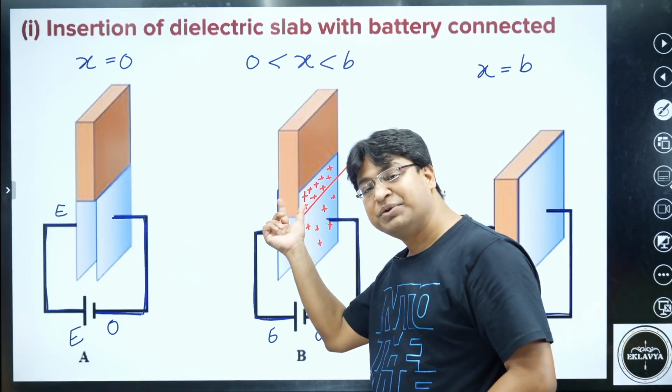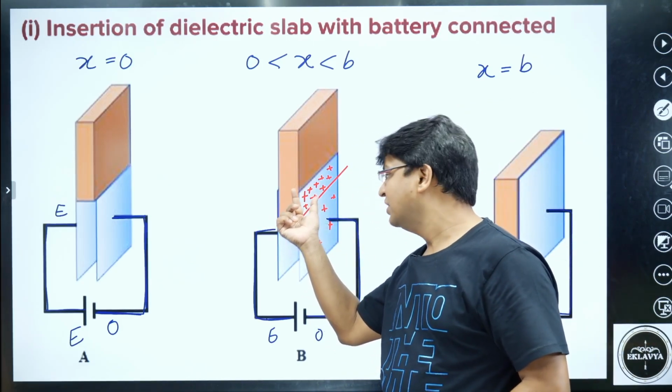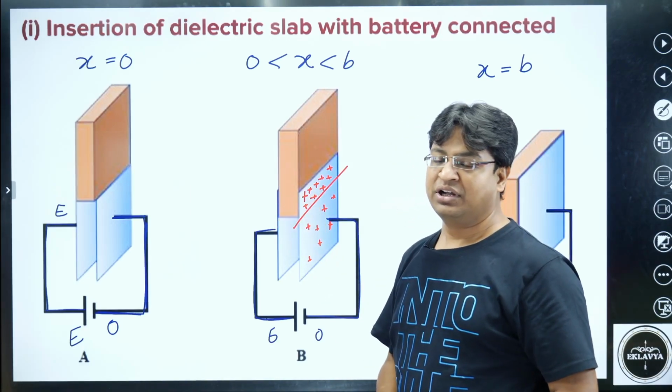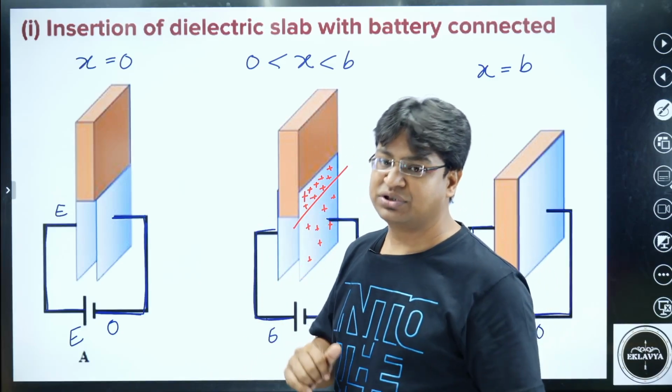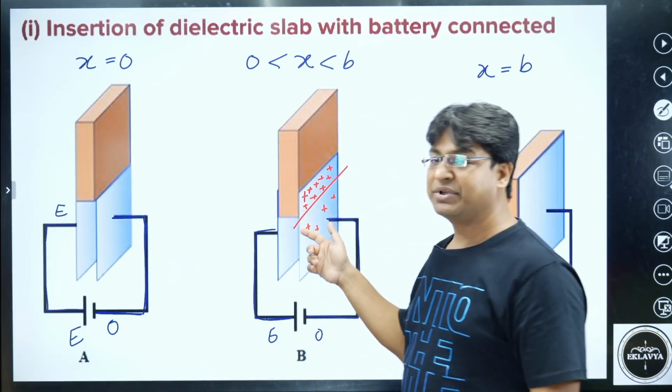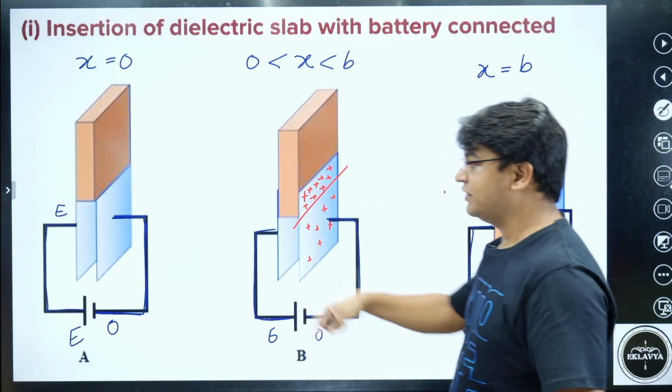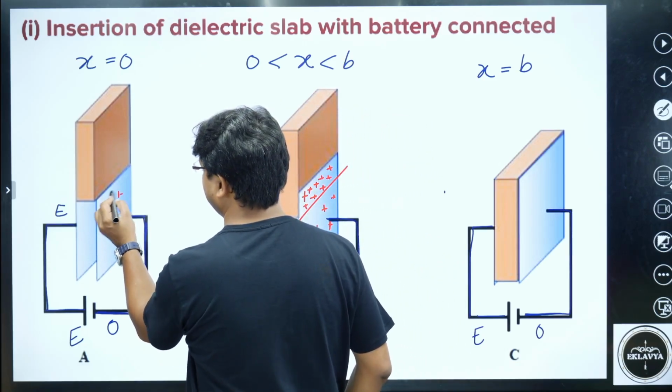Because to keep the electric field the same in this region, we will need more charge, because there is a dielectric present here. The presence of a dielectric tends to reduce the net field. So to compensate for that, the charge will be more. When the slab was completely outside, there was some density.